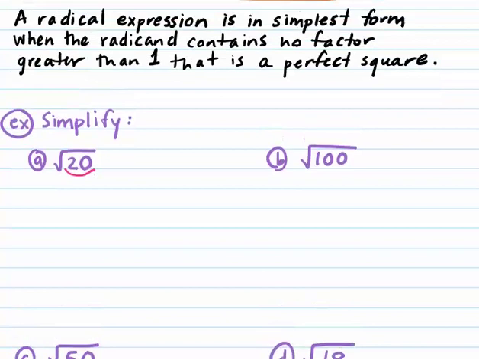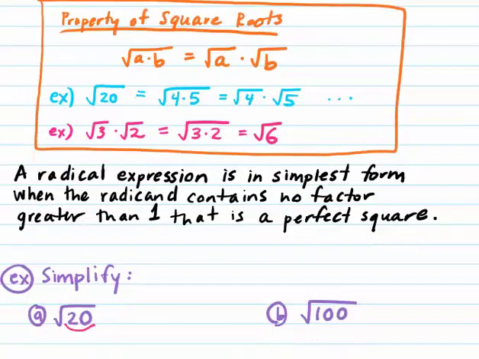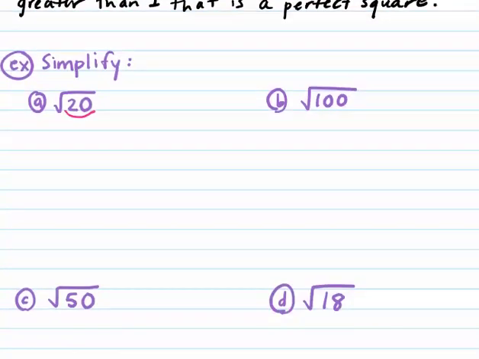So that means if 20 has any factors such as 4 or 9 or 16 or 25, 36, 49, and so on, any of these perfect squares, you want to use those to help you simplify. 20 does have a factor that's a perfect square, 4. Now if it had any more factors that are perfect squares, we really want to use the biggest factor out of all of our choices, and we'll talk about that in particular in example part E.